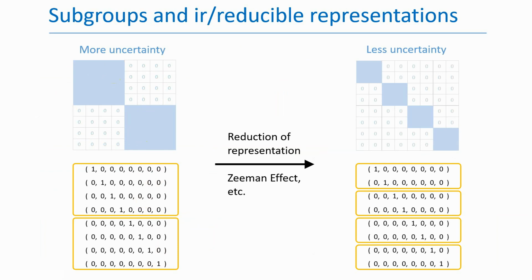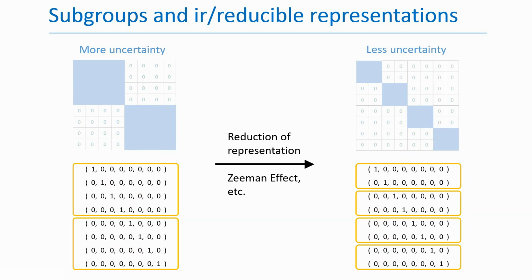Now, suppose that the uncertainty group shrinks to become a subgroup of the old one. Each old subspace breaks up into smaller new subspaces, as we see on the right. The diagonal blocks also become smaller. In other words, each irreducible representation of the larger group is replaced by a reducible representation of the smaller group, which in turn can be reduced to multiple irreducible representations of the smaller group.